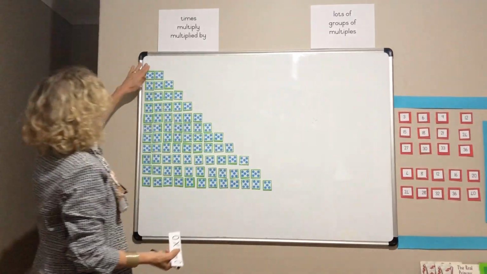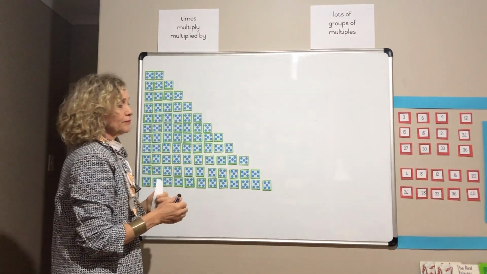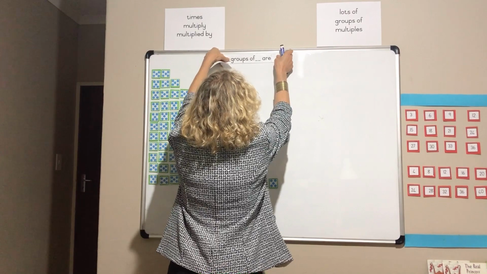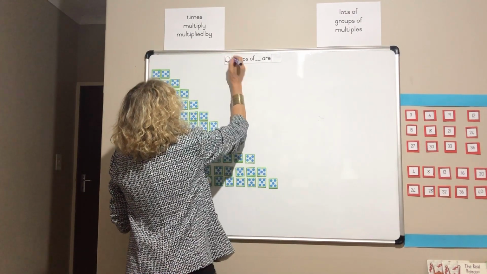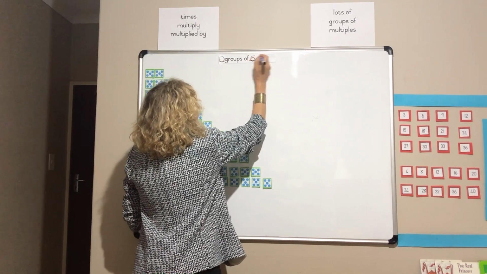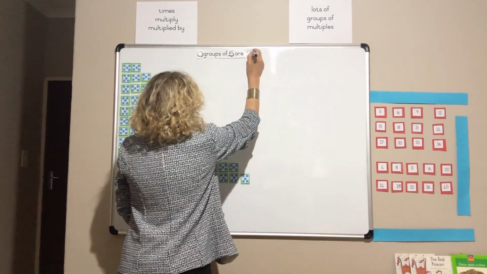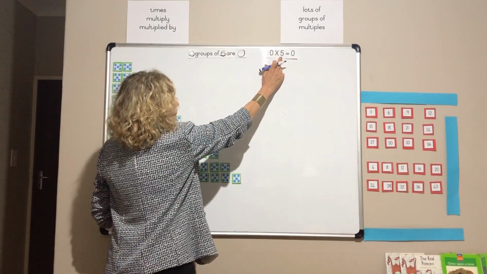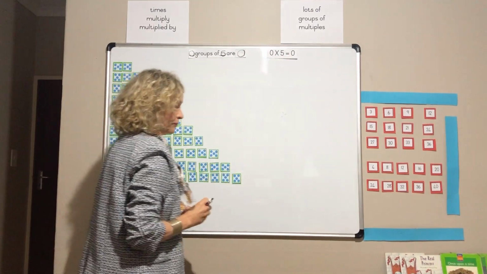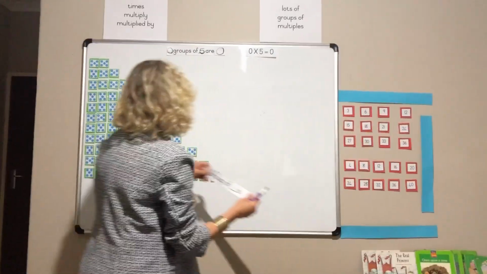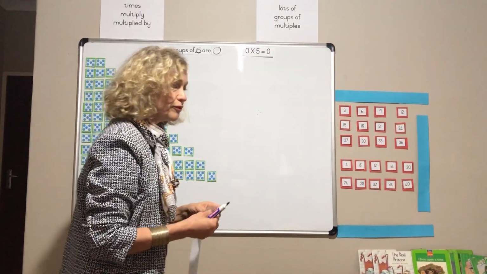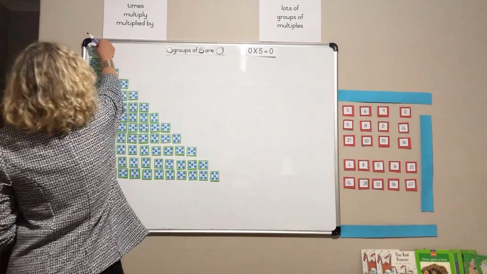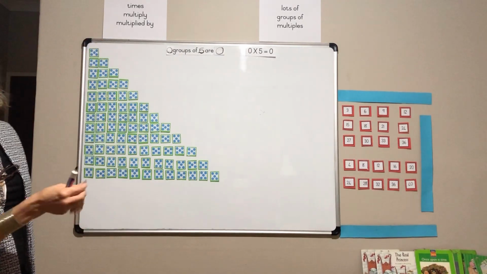First of all, 0 groups of 5, okay? So let's say 0 groups of 5. Let's write a 0 there. 0 groups of 5 are what? Yes, you were right. 0. And instead of saying that, we say 0 times 5 equals 0. Good. Here we have 1 group of 5. Where's my 1 group of 5? Oh, here's one.